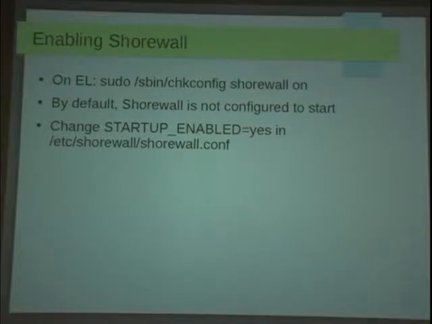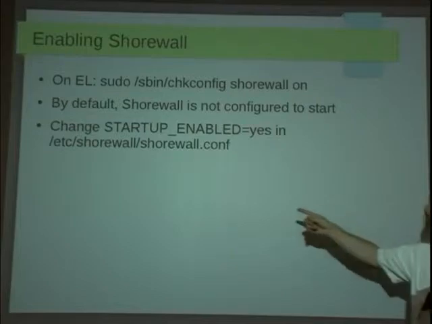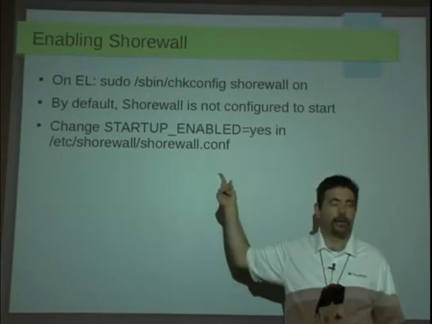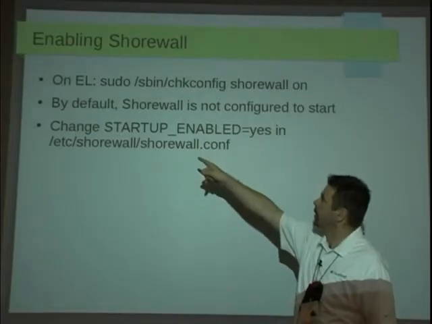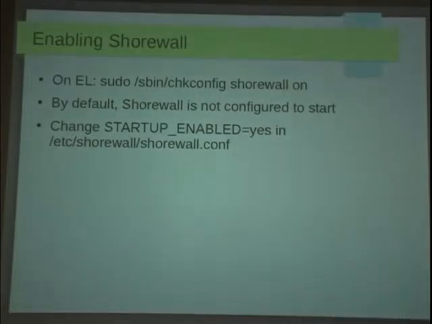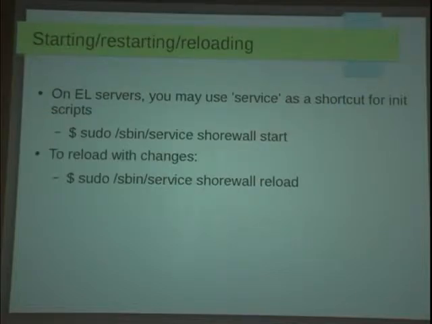To enable Shorewall, there's two things, really. You need to use chkconfig to turn on the init process so that it is started at boot. And then the other thing is, in the main shorewall.conf, which you really never need to edit except to turn it on, you're going to find a line that says STARTUP_ENABLED=No. That's the default setting out of the box. So you obviously want to change that. Otherwise, when you start it, it won't actually start. Any questions? OK.